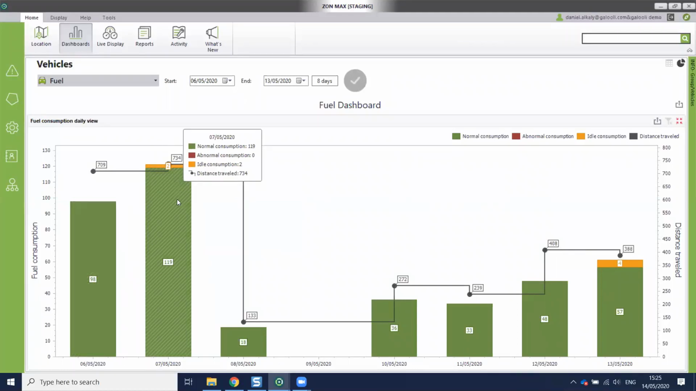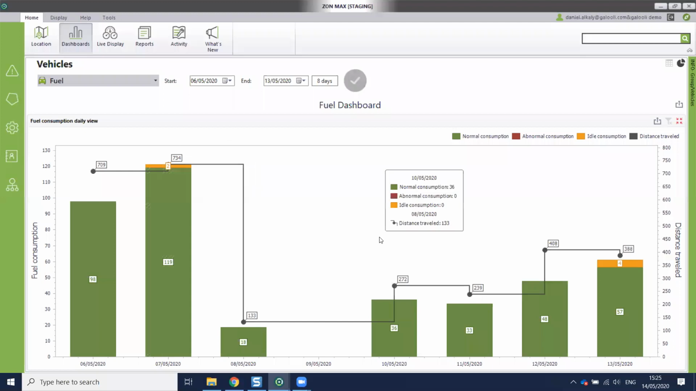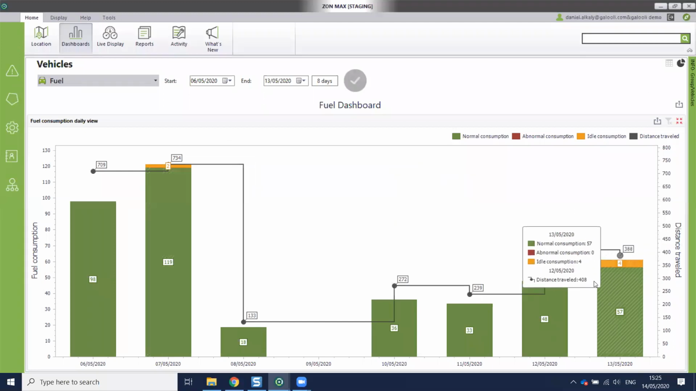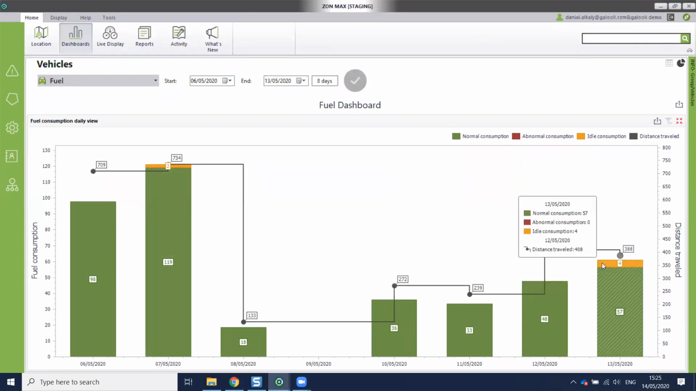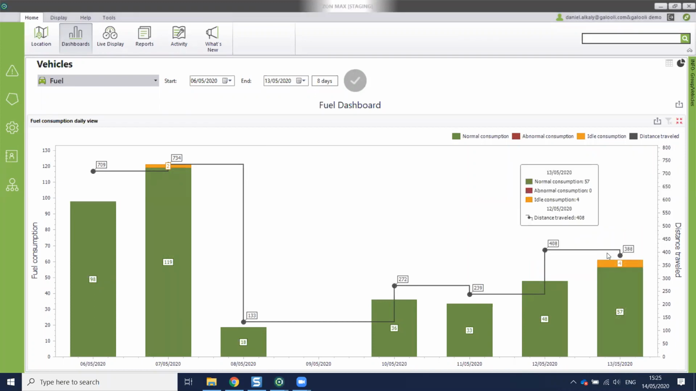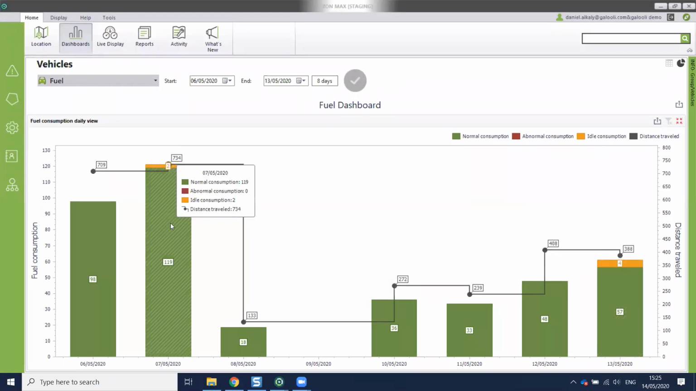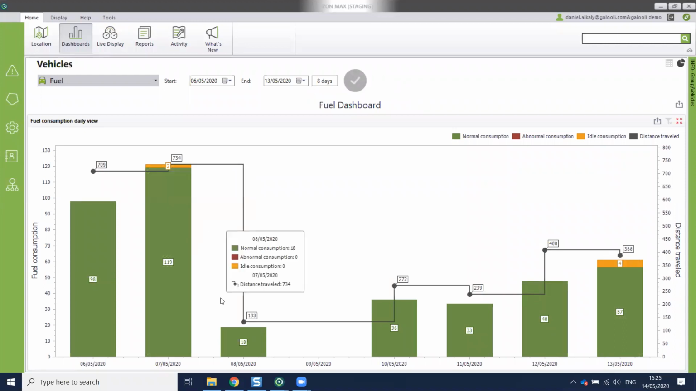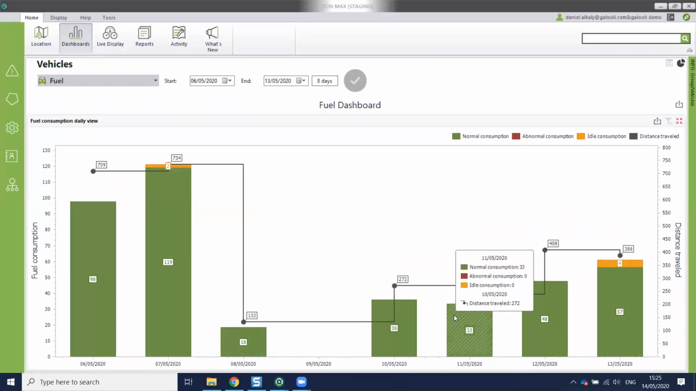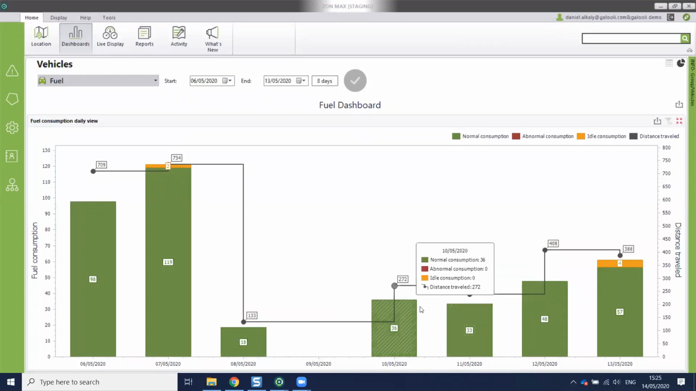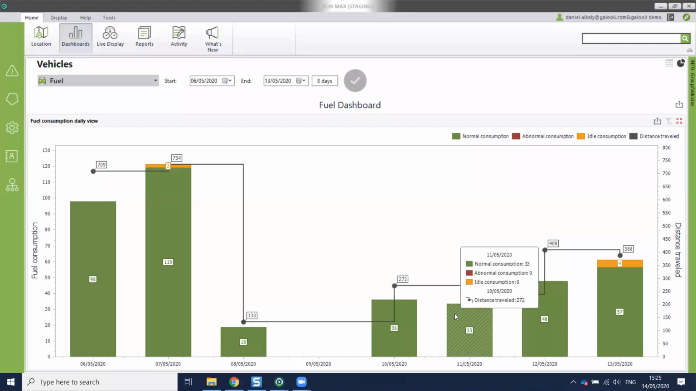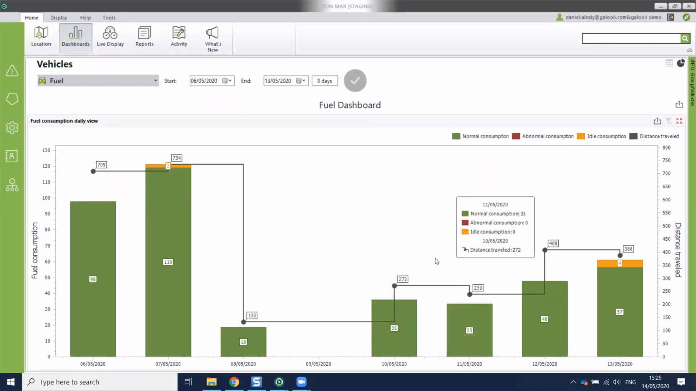Sometimes there are certain cases where the green bar turns kind of into an orange section. Okay, why? Because in addition to the normal operational fuel consumption, we're identifying idle consumption, meaning fuel consumption while the vehicle was idling. And in certain cases, we will also identify a red section of the graph. In this case, we're not seeing it, but a red section of the graph will identify abnormal fuel consumption, what we used to call or refer to as fuel drops.